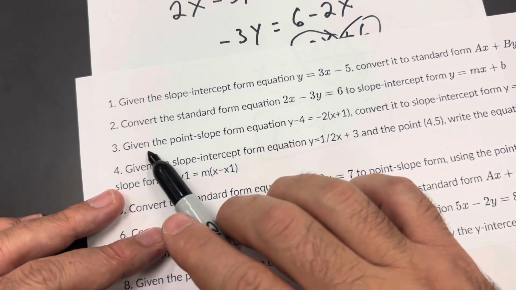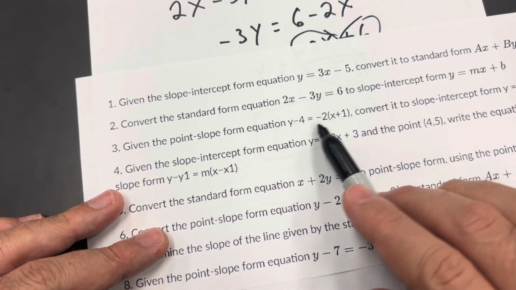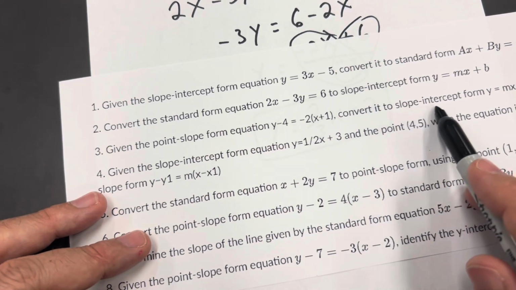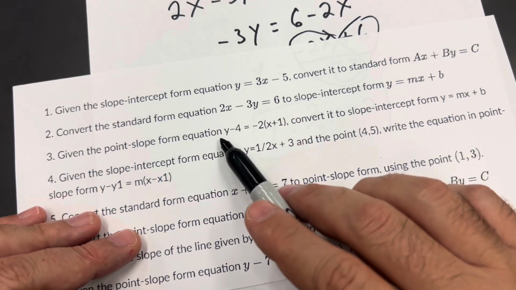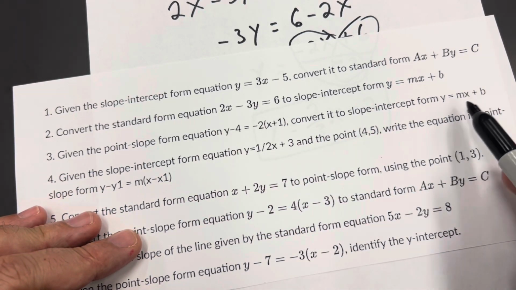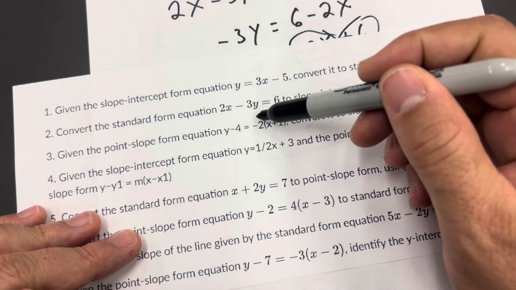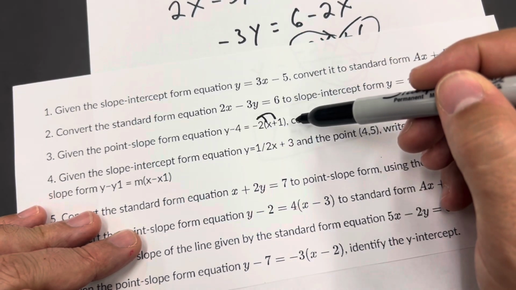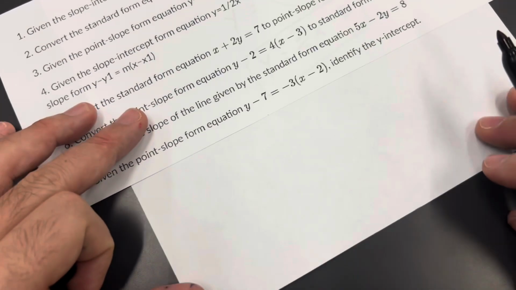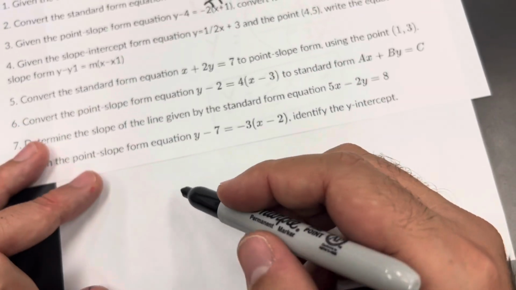Number 3, given the point-slope form equation, convert to slope-intercept form. This is one of the easiest, number 3. So this converts into this. The only thing I have to do is multiply by those two, and then the minus 4 here becomes plus 4, and basically it's done. So I'm going to do it here.